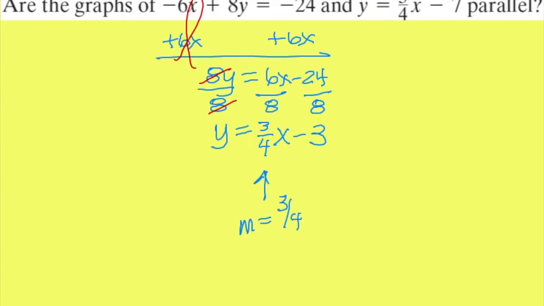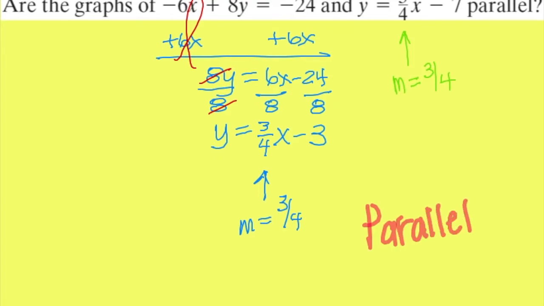So if I move to the second equation over here, this equation is already written in slope-intercept form, which means that I can look at the equation, and from its current form, I already know what the slope is, which is 3/4. So since these two lines have the same slope, that means that the lines are parallel.